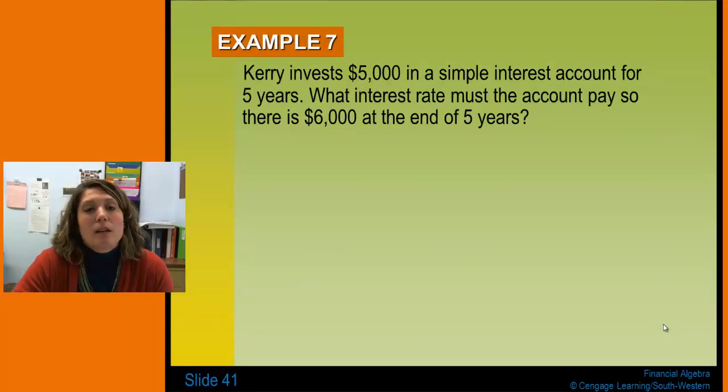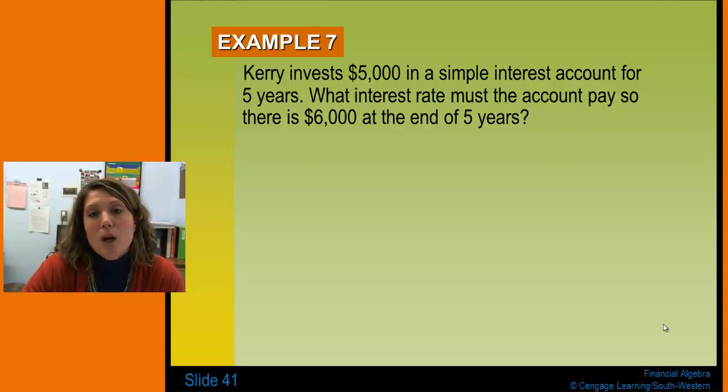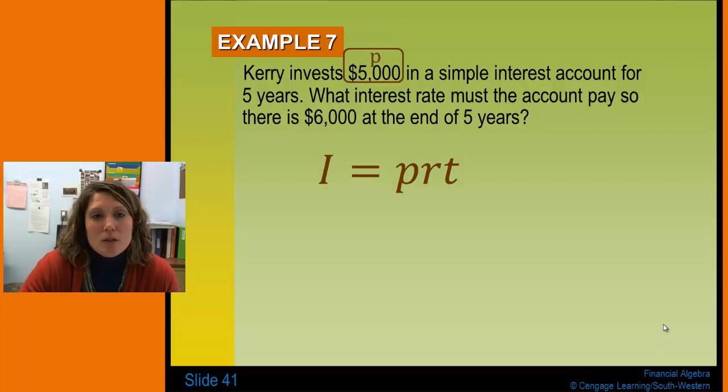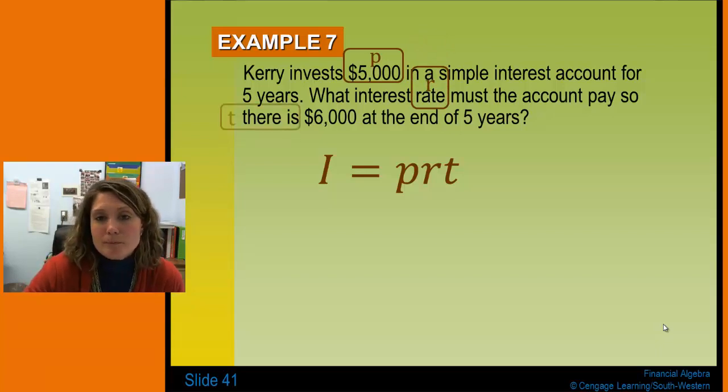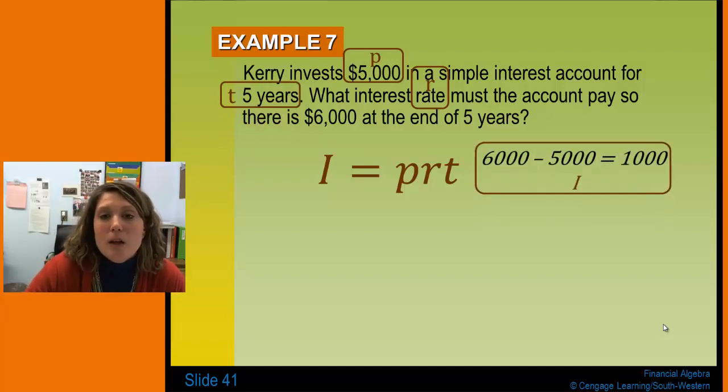And example 7. Carrie invests $5,000 in a simple interest account for 5 years. What interest rate must the account pay? So there is $6,000 at the end of 5 years. So we're pulling out our information. What she starts with is your principal, $5,000. The rate is what we're looking for because it says what interest rate. We know that it's going to be in there for 5 years.